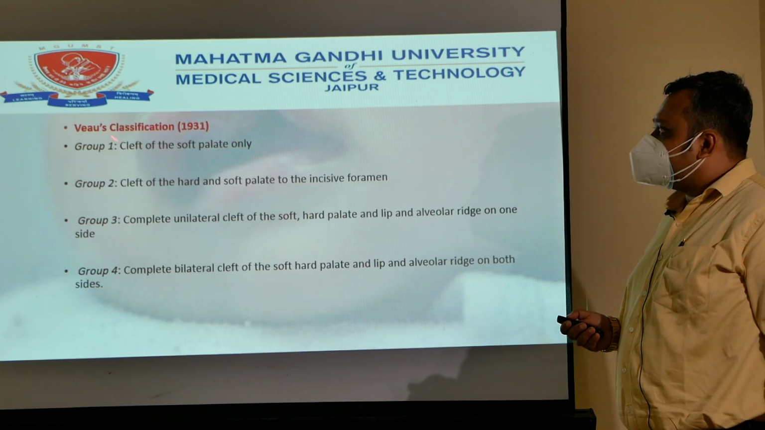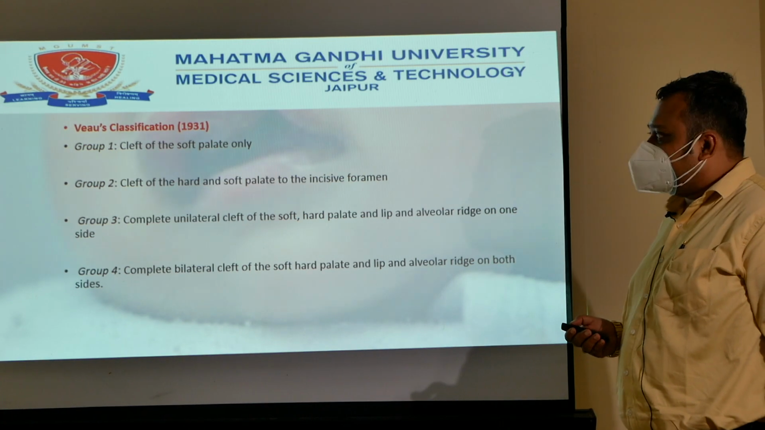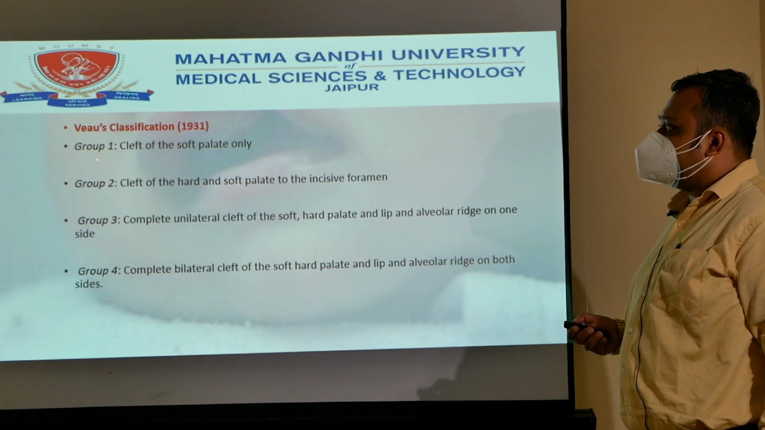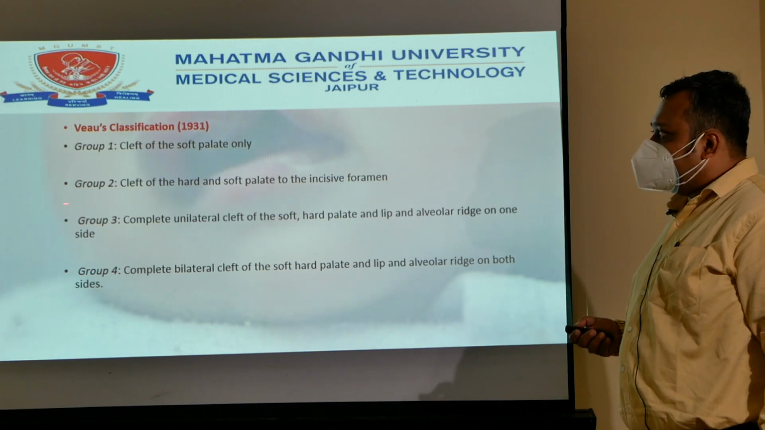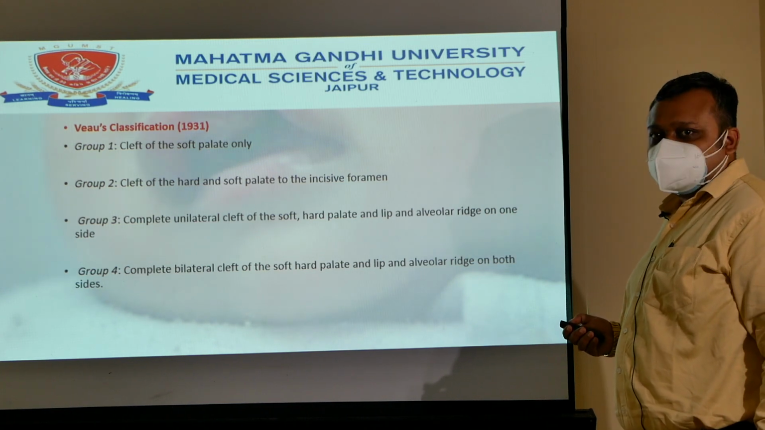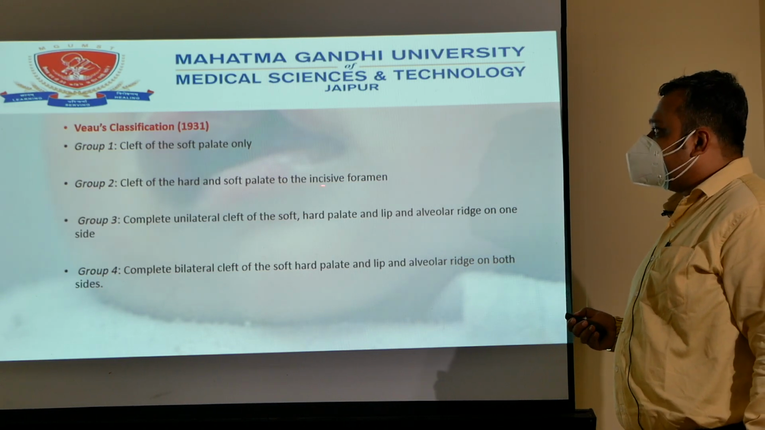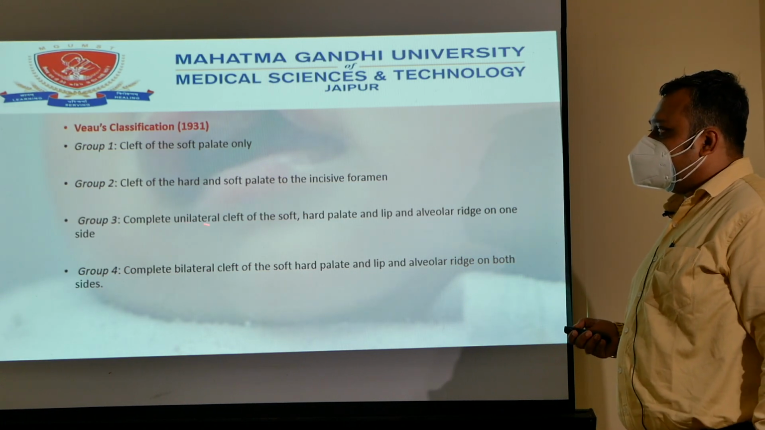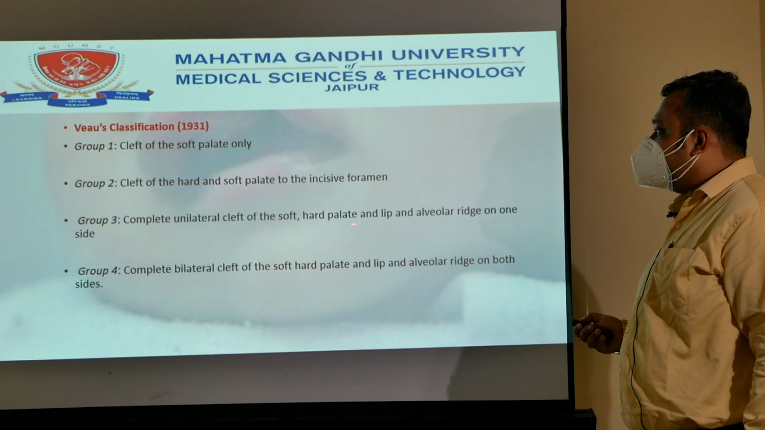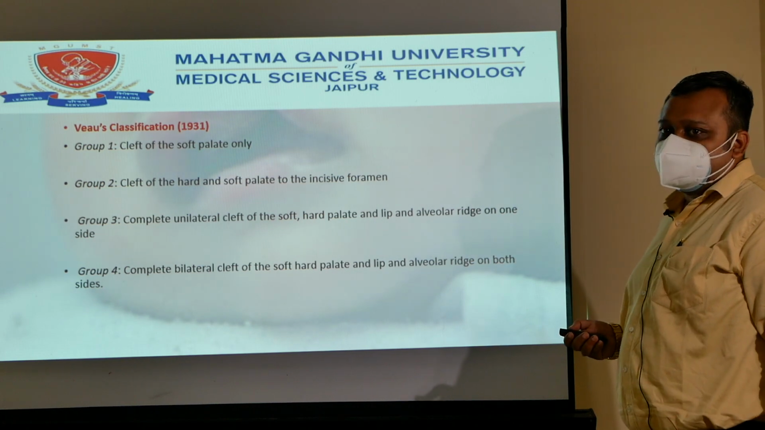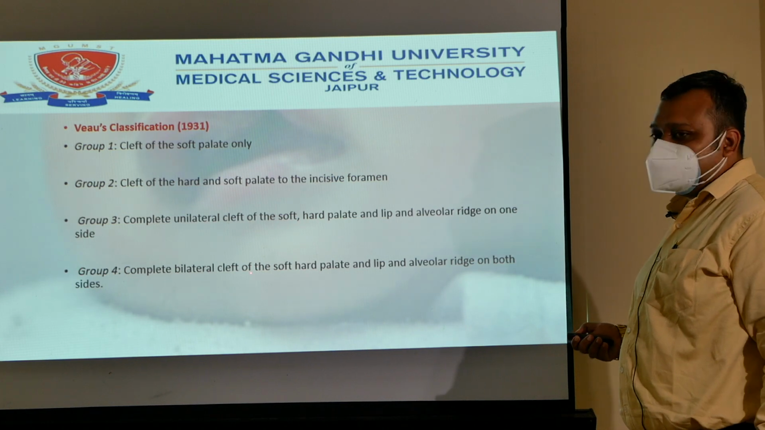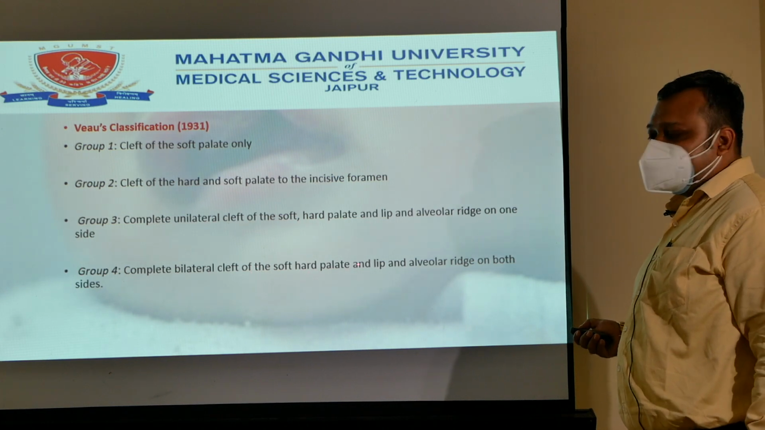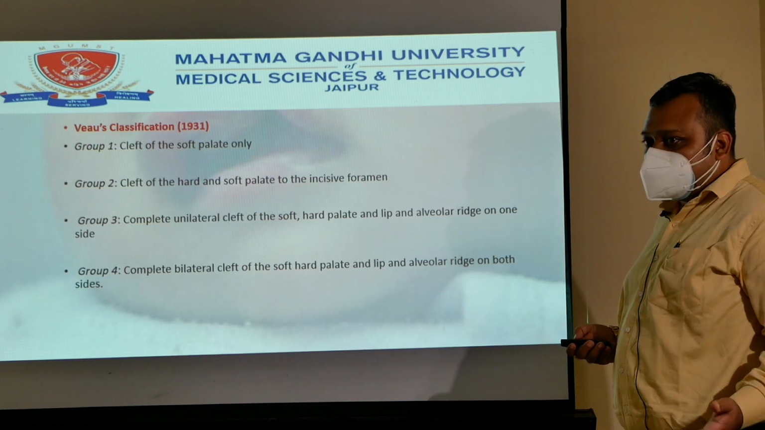Veau gave a classification in 1931 for the cleft lip and palate. According to his classification, they are classified into group 1, which involves the cleft of the soft palate only. Group 2 is the cleft of the hard palate and the soft palate up to the incisive foramen. Group 3 is the complete unilateral cleft of the soft palate, hard palate, lip, and alveolar ridge on one side, that is, unilateral cleft. And group 4 is the complete bilateral cleft of the soft palate, hard palate, lip and the alveolar ridge on both the sides.